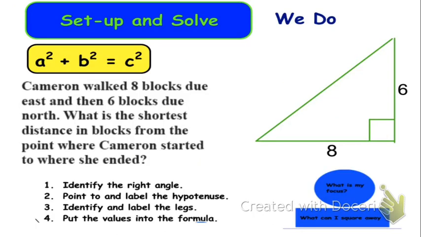Okay, so now let's look at number 3. Your number 3 doesn't have the word problem like mine does, the wording that the screen has. It just has the right triangle with legs on here. Leg A is 6, leg B is 8. So it says Cameron walked 6 blocks due east, then 8 blocks due north. What is the shortest distance in blocks from the point where Cameron started to where she ended? Just like anything else, the triangle's already written out for you. So the first thing that we're going to do is identify the right triangle.